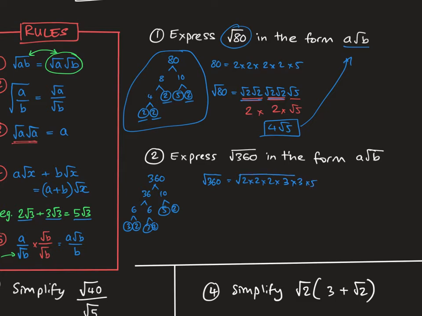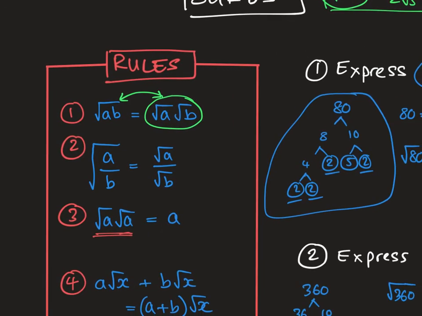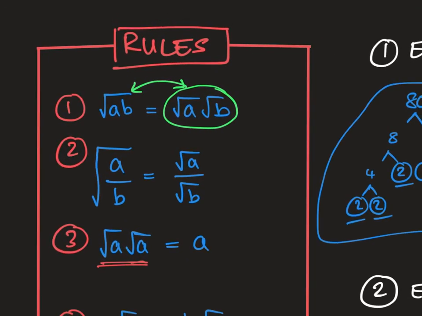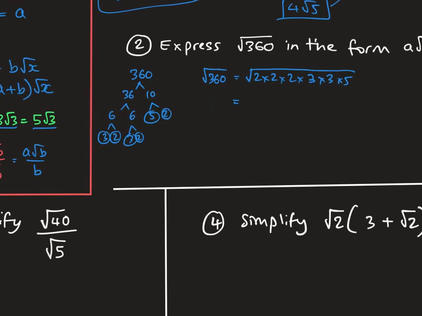Again, if we look at rule 1 here, we can see that any square root of a times b can be split out into root a times root b. So what we've got here is root 2, root 2, root 2, root 3, root 3, root 5. So in total, there we go. Now we've got this pair of root 2's, which will make 2.